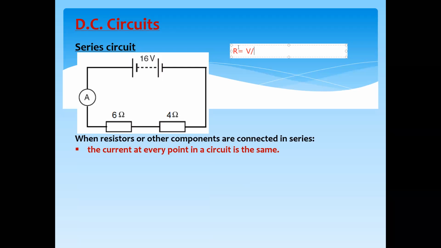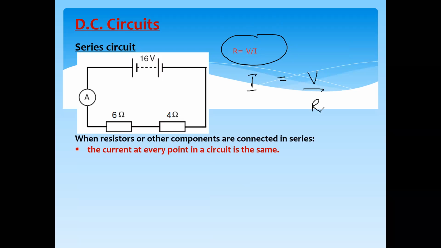If I need total current, it will be total voltage divided by total resistance of the circuit. R is equal to V over I, but if I need current, current is equal to voltage divided by resistance. What is the total voltage of the circuit, because I'm finding the total current? So what is the total voltage here?